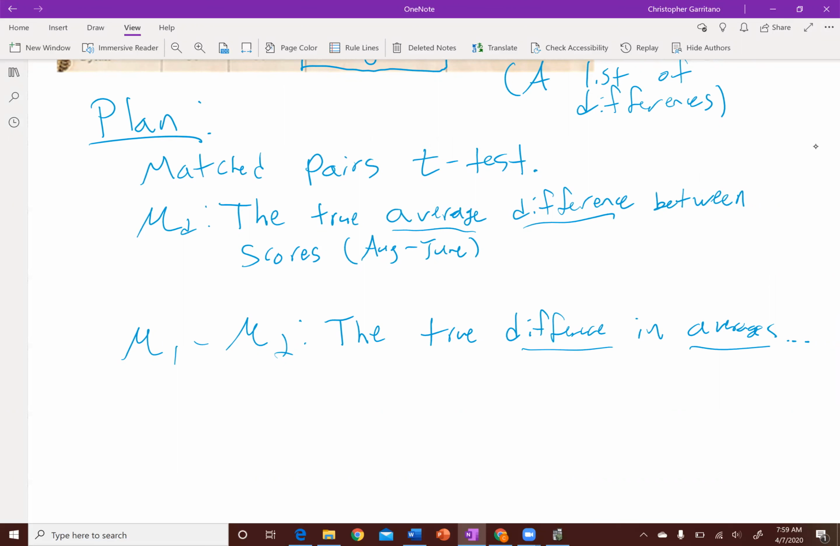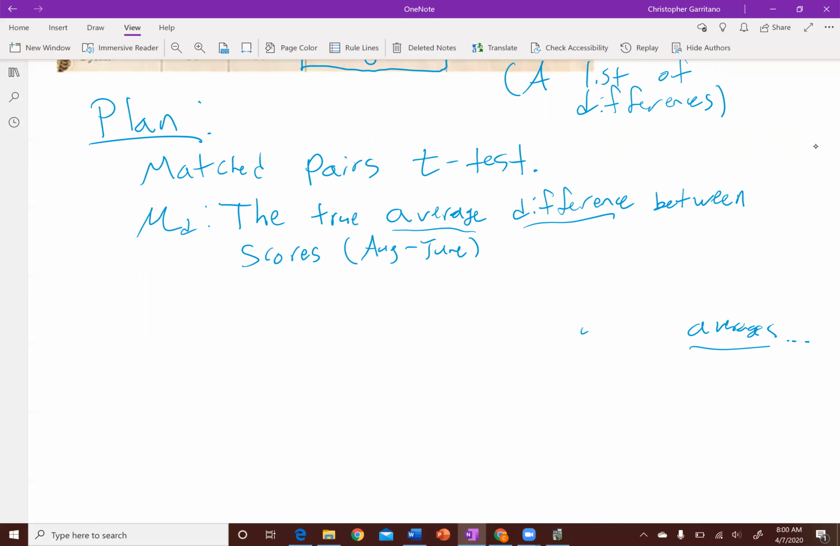And this wording sounds similar, but it is different, and I will be looking for that if we ever are able to do an actual test again. But I can rest assured that on the AP exam, they will look for that subtle difference in language. Okay, so make sure that we have the understanding of the difference between calling something the true difference in averages versus here in the matched pairs t-test, the true average difference.